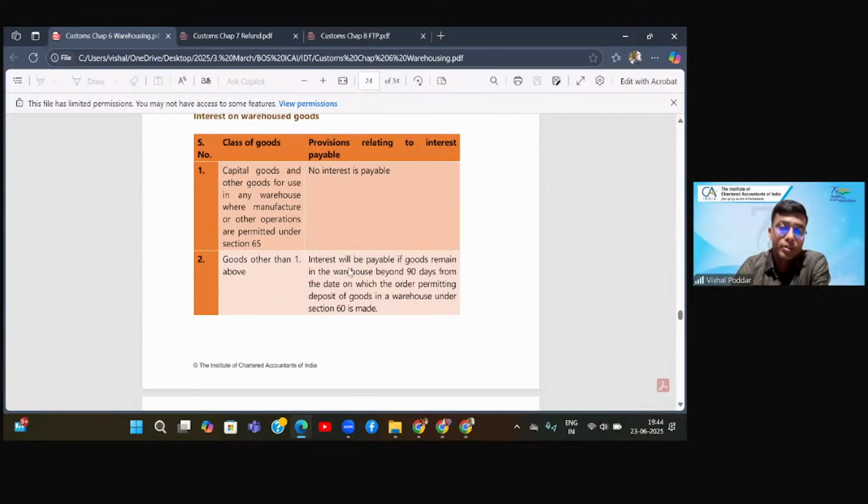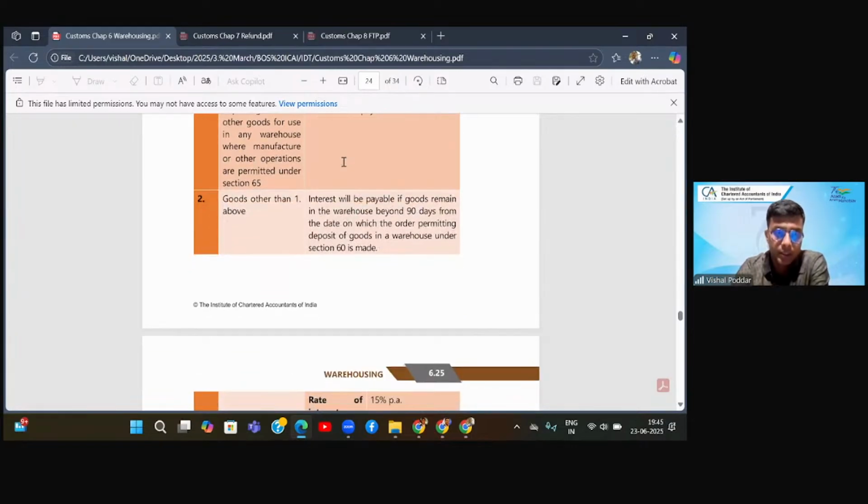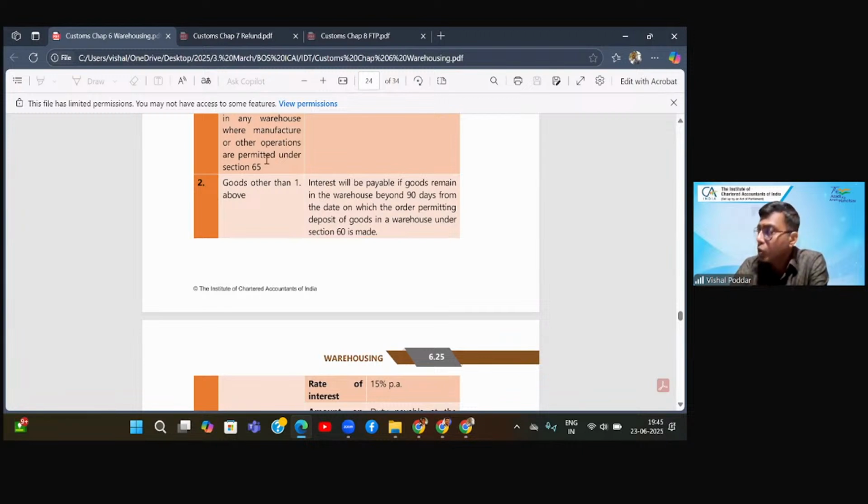Now, what is this interest provision? It says that capital goods and other goods for use in a warehouse where manufacturing or other operations are permitted, that is under section 65, where goods are kept, there is no time limit for keeping and removing from the warehouse. And importantly, there is no interest also. So no interest is payable in such cases. Then there are goods other than the first case, that is, not for operations or manufacturing within the warehouse. In such cases, you are allowed to keep the goods in the warehouse up to 90 days without interest. But since you have a total timeline of 1 year, you can keep it up to 1 year, right?